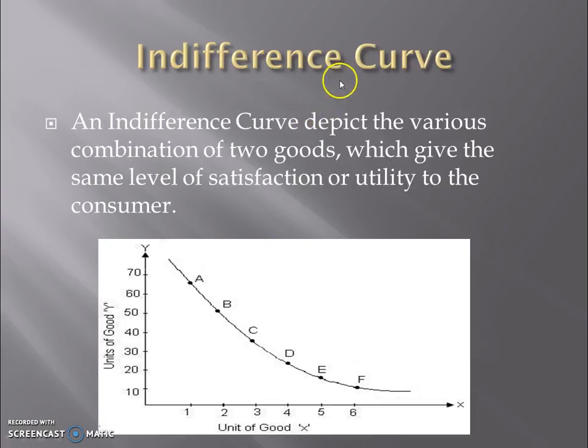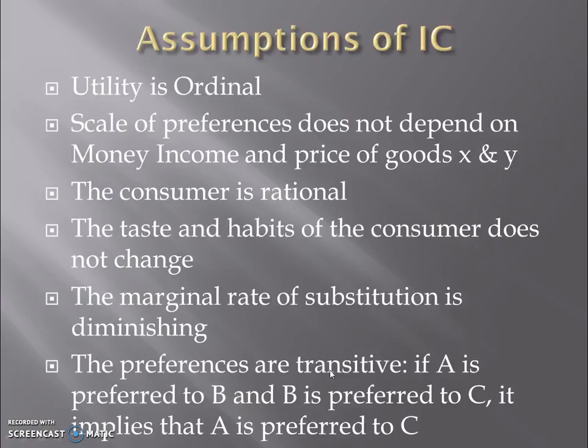The indifference curve, as the name suggests, is a various combination of two goods which gives the same level of satisfaction or utility to the consumer. So if you look at the graph, this curve is termed as the indifference curve, and whether the consumer is at point A, where he has more of good Y and less of good X, or at a point C, where he has almost equal amounts of both good X and Y, or at the point E, where he has less of good Y and more of good X, all these 3 points A, C, and E give the same level of satisfaction to the consumer, and hence it is called as the indifference curve.